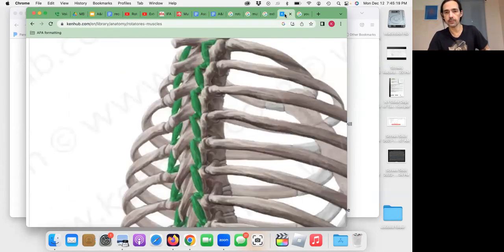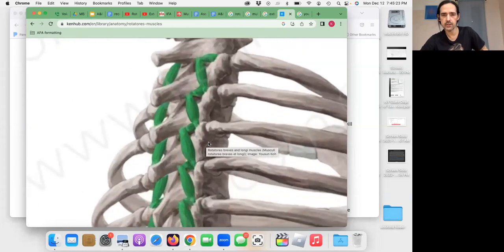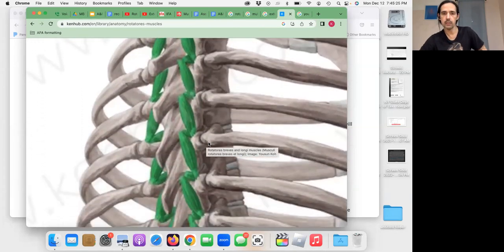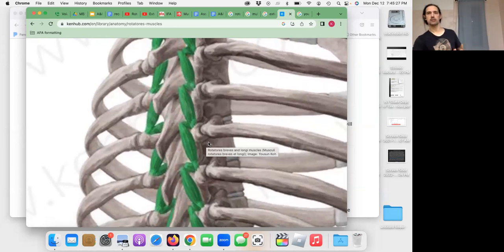If you look at the attachments of the rotators, it makes a little bit more sense to me. These things go 3 vertebrae at a time. So let's say that here's a vertebra. Let's call this T7. There's the transverse process of the T7. Here's the right one, here's the left one, here's the spinous process, right? And here's one of the multifidus muscles.